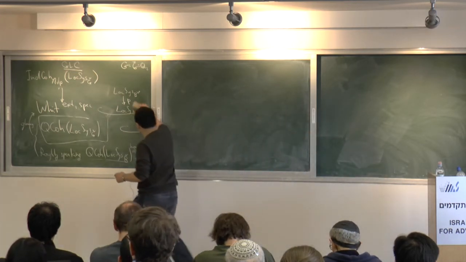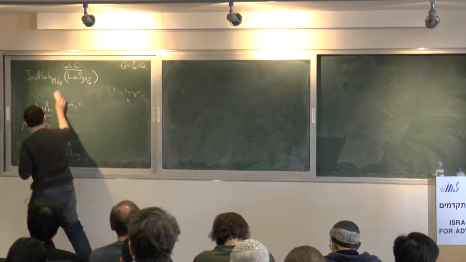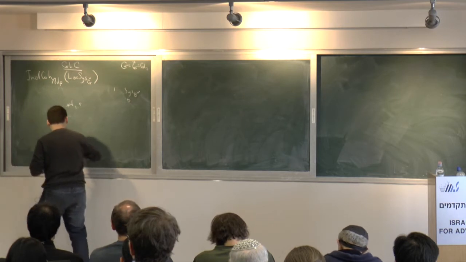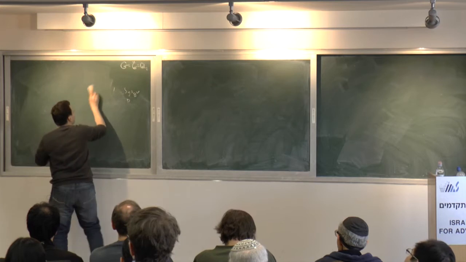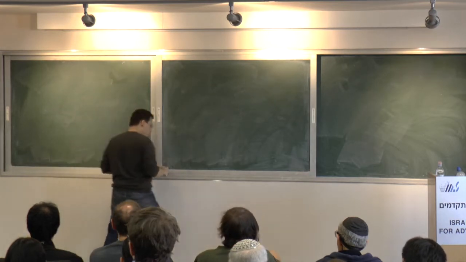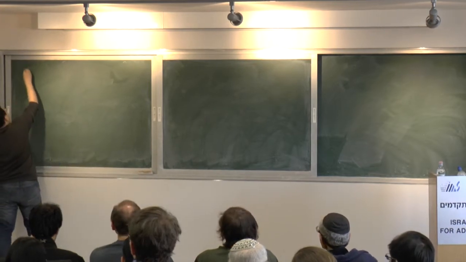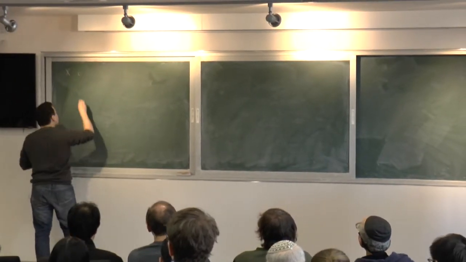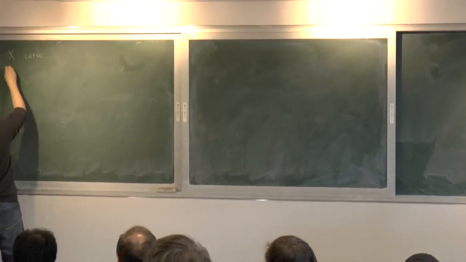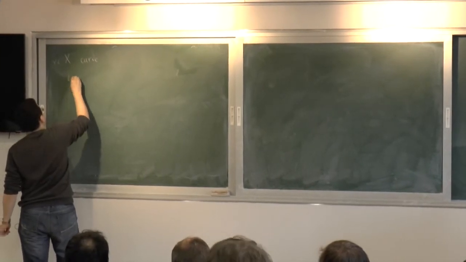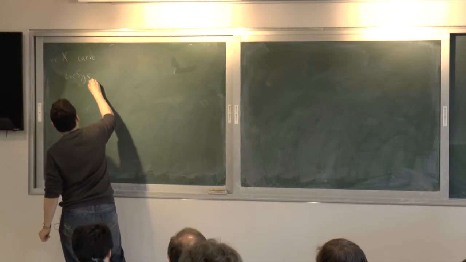So now I can erase this. What's the idea behind doing all of these things? To some extent, we've already seen what one wants to do. We have our curve X, and suppose we pick a point on X. Then we can consider the moduli stack of G local systems.